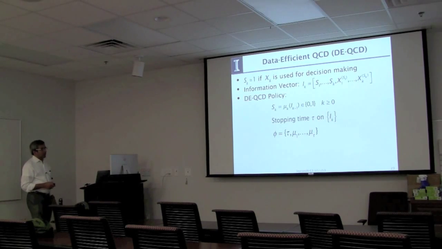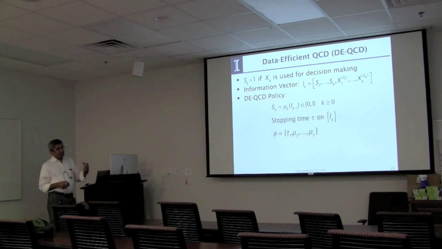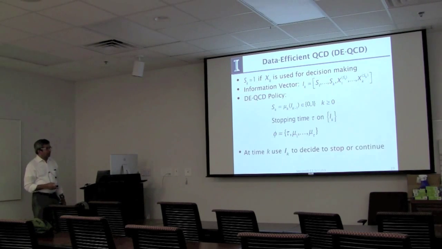Now, a policy that's data efficient has to pick a stopping time on this information sequence, as well as the control. The control at time k can be a function of the past information vector, which tells you whether or not to take the next observation. And now, instead of just a stopping time tau characterizing the test, you have the stopping time tau and all these policies for skipping or taking observations, mu1 through mu tau. Together they form this policy phi. Okay, I think I've already said this.